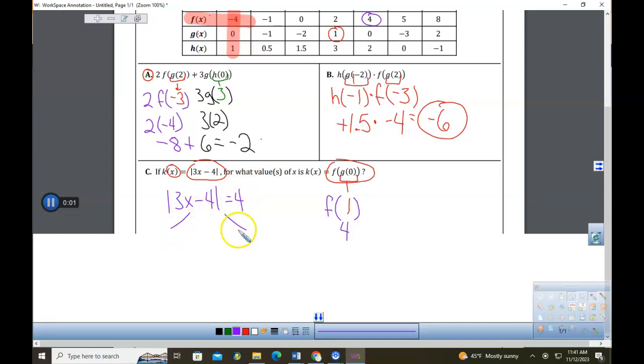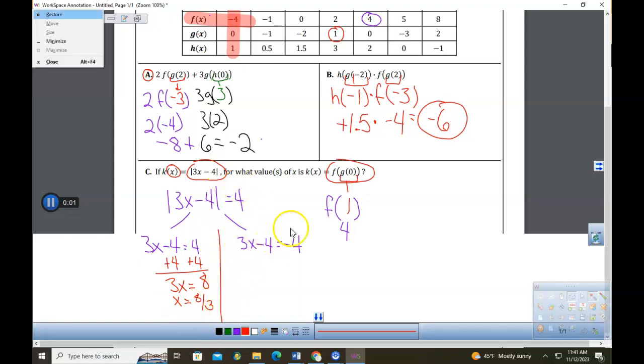Now remember, the absolute value, we have to set up two equations. That's why we slipped this in here. We have to do 3x minus 4 equals 4, and 3x minus 4 equals negative 4. Okay? And I need to solve both equations, because there's going to be two answers. So I get 3x equals 8. So x equals 8/3, which is one of our answers.